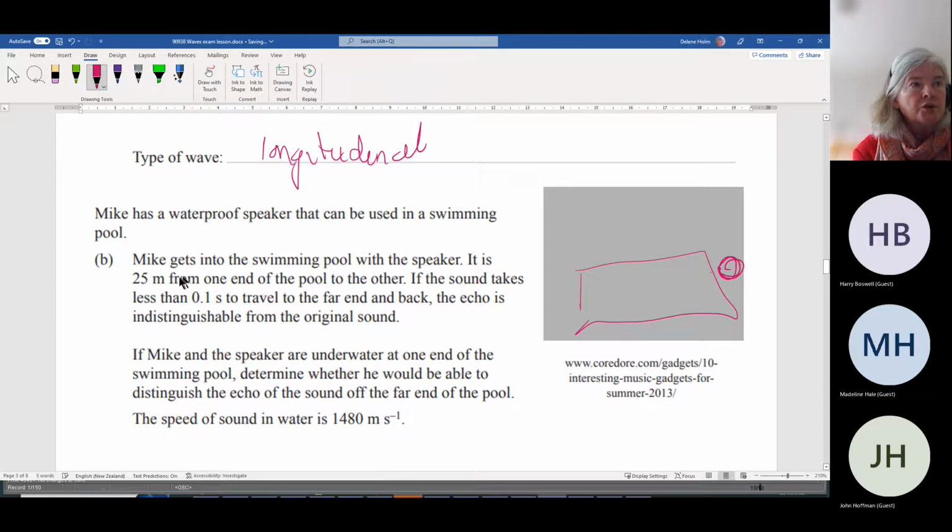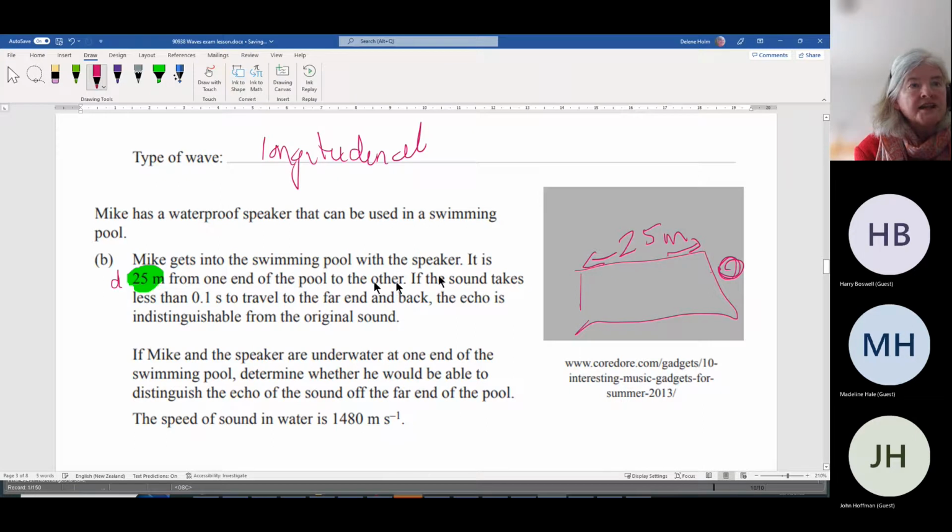And we know that the pool is 25 meters. Now remember, if you know your symbols and your units, you know straight away that that is D for distance. Okay, so you know already which formulae you can look at because you know D for distance. So this is 25 meters.